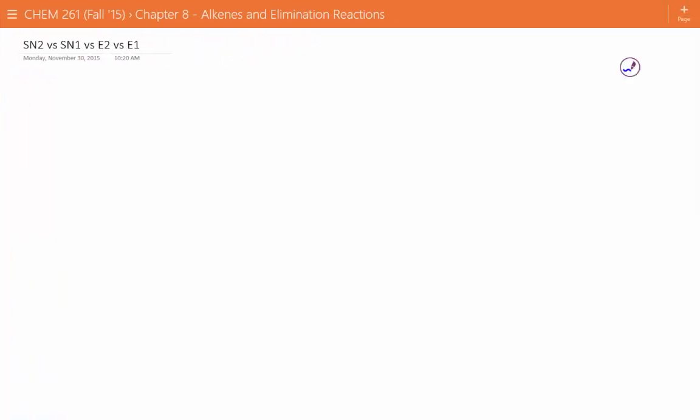The trickiest part of this chapter, in my opinion, is comparing SN2 to SN1 to E2 to E1. Oftentimes it's not super clear which pathway is going to be favored, but right now we already have the tools at our disposal to predict which ones will be most favorable. So let's make a list.